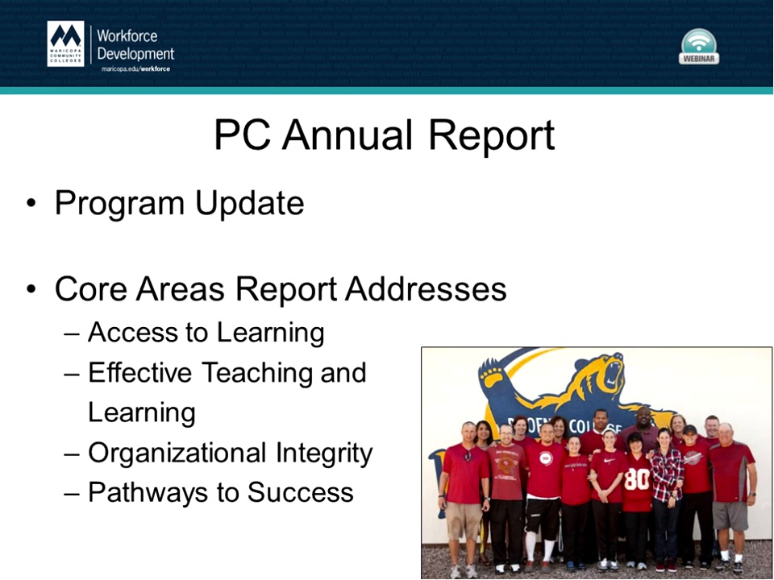In organizational integrity, this is where our programs take a look at the resources they have, and this can include such things as grant funding. This is also where they discuss any separate accreditations or program approvals that they have from outside entities. And then lastly, in the Pathways to Success, this is where the program discusses new partnerships, and the recommendations that have come out of the advisory committee for that specific year and the strategies that they'll put in place. So that's a quick snapshot of what we do.